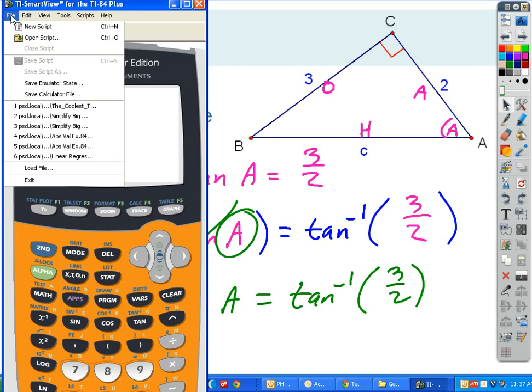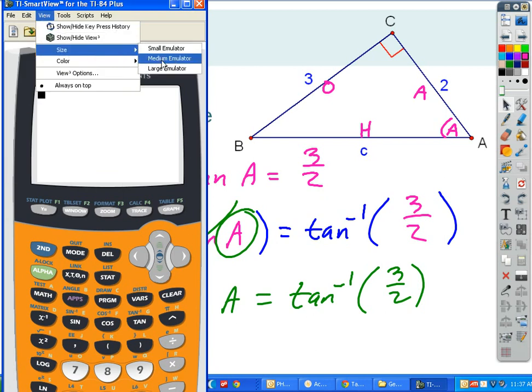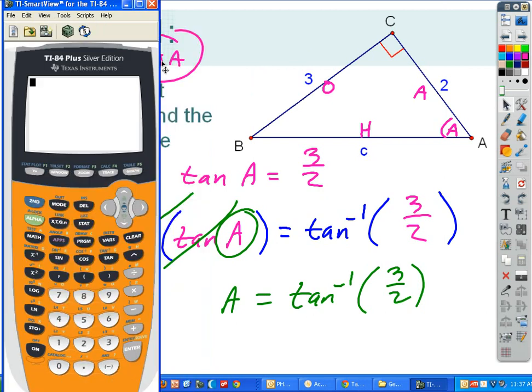Subtract from 90, right? Because these two have to add to 90, right? So I could just say 90 minus that is 33.7, right? Agreed? Okay. Oh, boy, we're out of time.